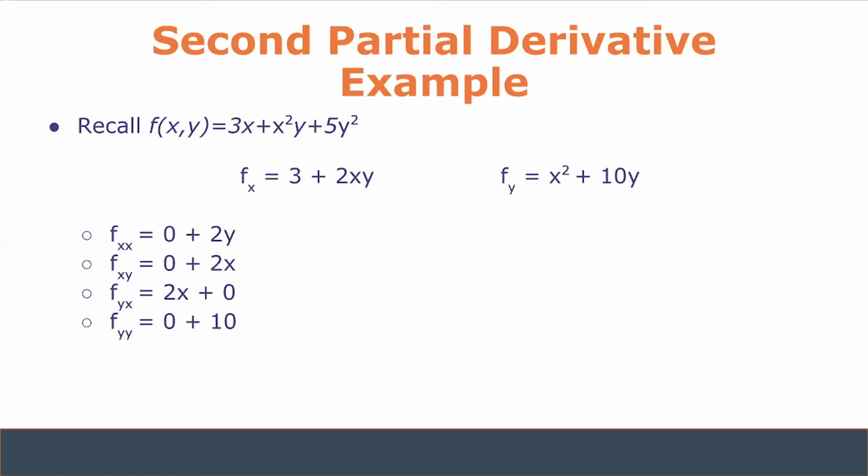Next, we look at f sub xy, meaning the partial derivative of f sub x with respect to y. Again, the derivative of the constant 3 is 0, and we apply the power rule, this time to the y variable, to leave us with 2x. The partial derivative of f sub y with respect to x is equal to 2x, because using the power rule, we bring the exponent 2 down in front of the x variable and subtract 1, while then treating 10y as a constant whose derivative is equal to 0. And finally, f sub y with respect to y gives us a value of 10, because x squared is treated as a constant whose derivative is also 0, and the power rule cancels out the y variable.